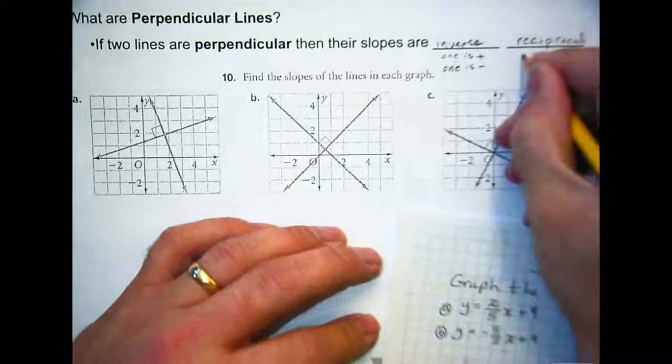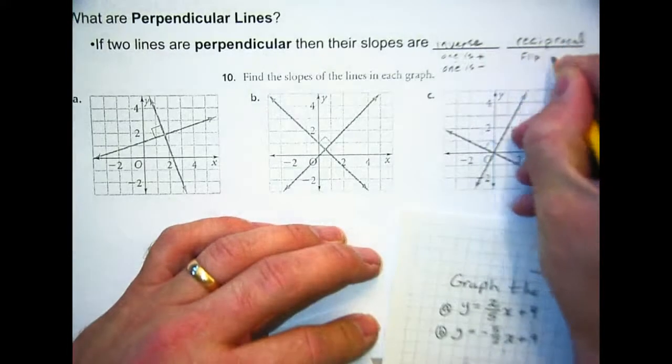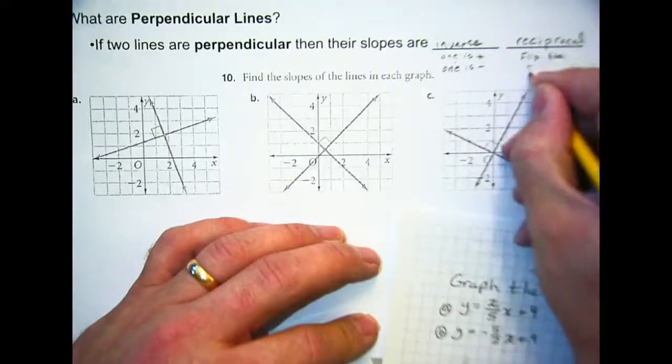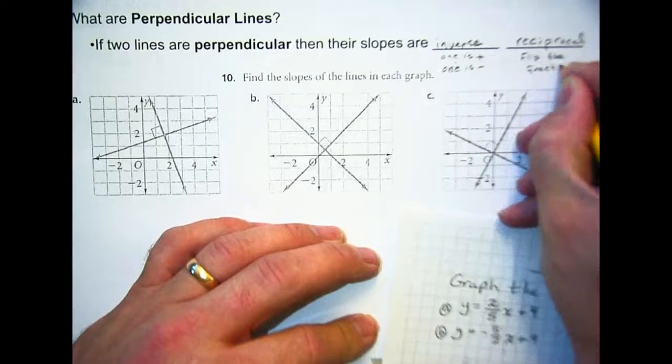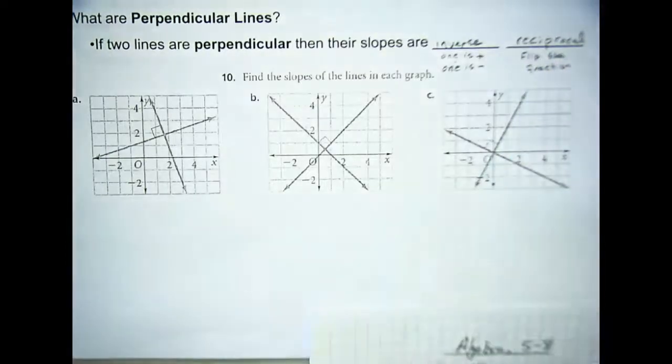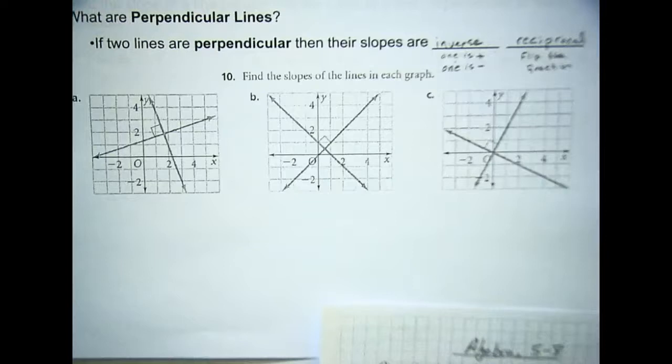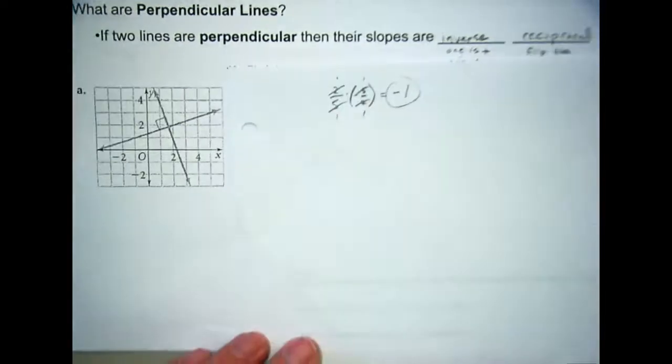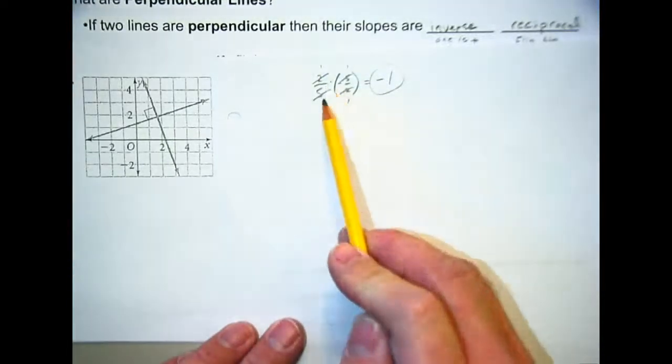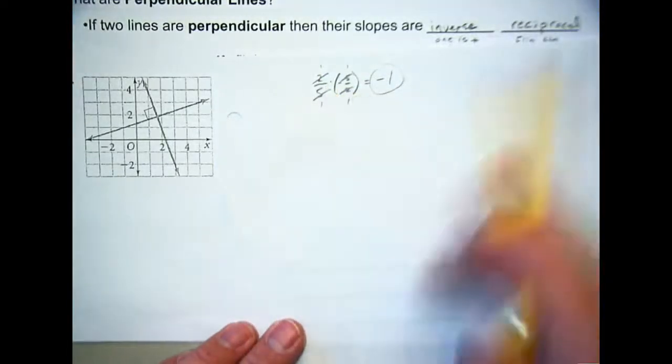Now remember, we had one way of testing that. Tell your neighbor what was the other test we did. We multiply these two things together. Annalise? -1. Cole? -1. Remember, when we multiply, we went through 2/5 times -5/2. That gives us -1. So that's the other test.